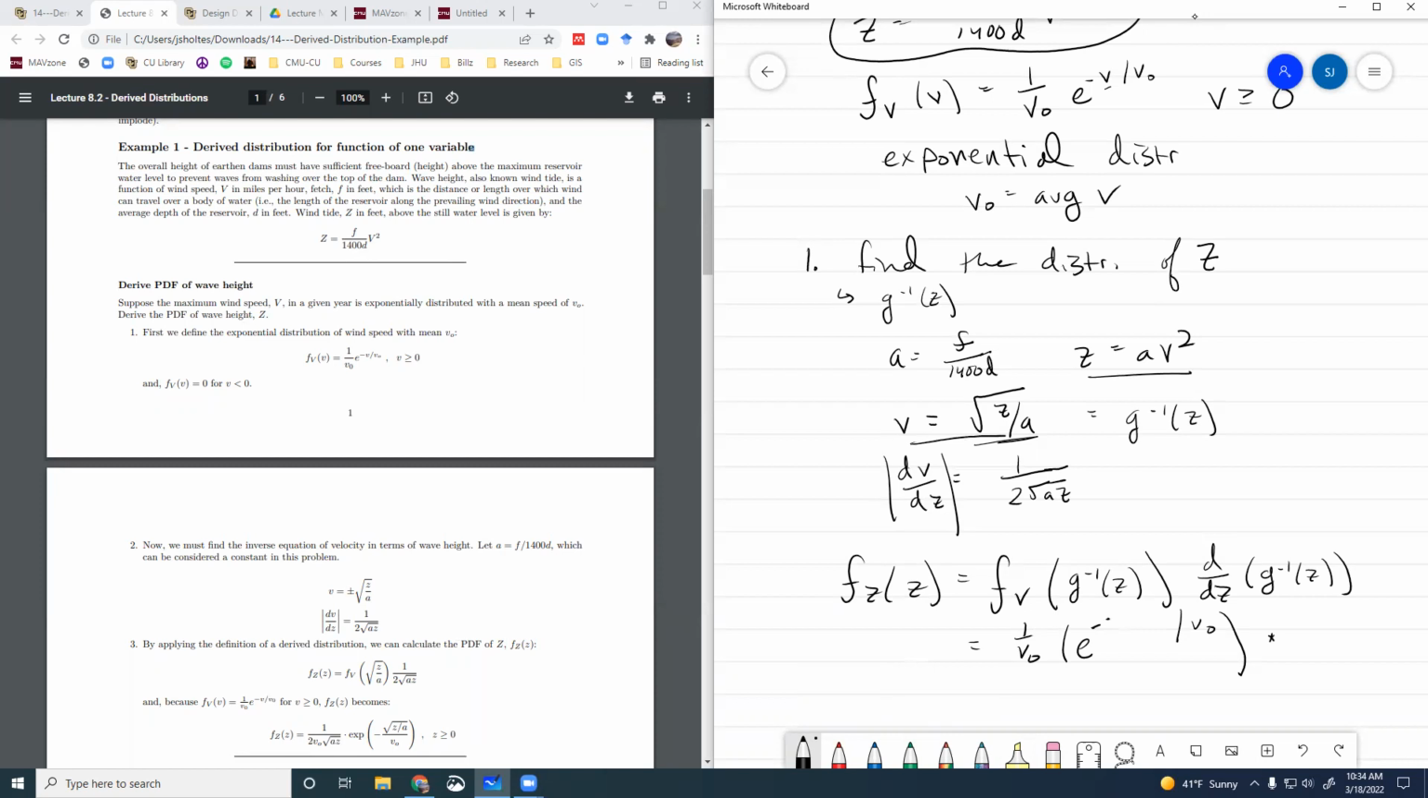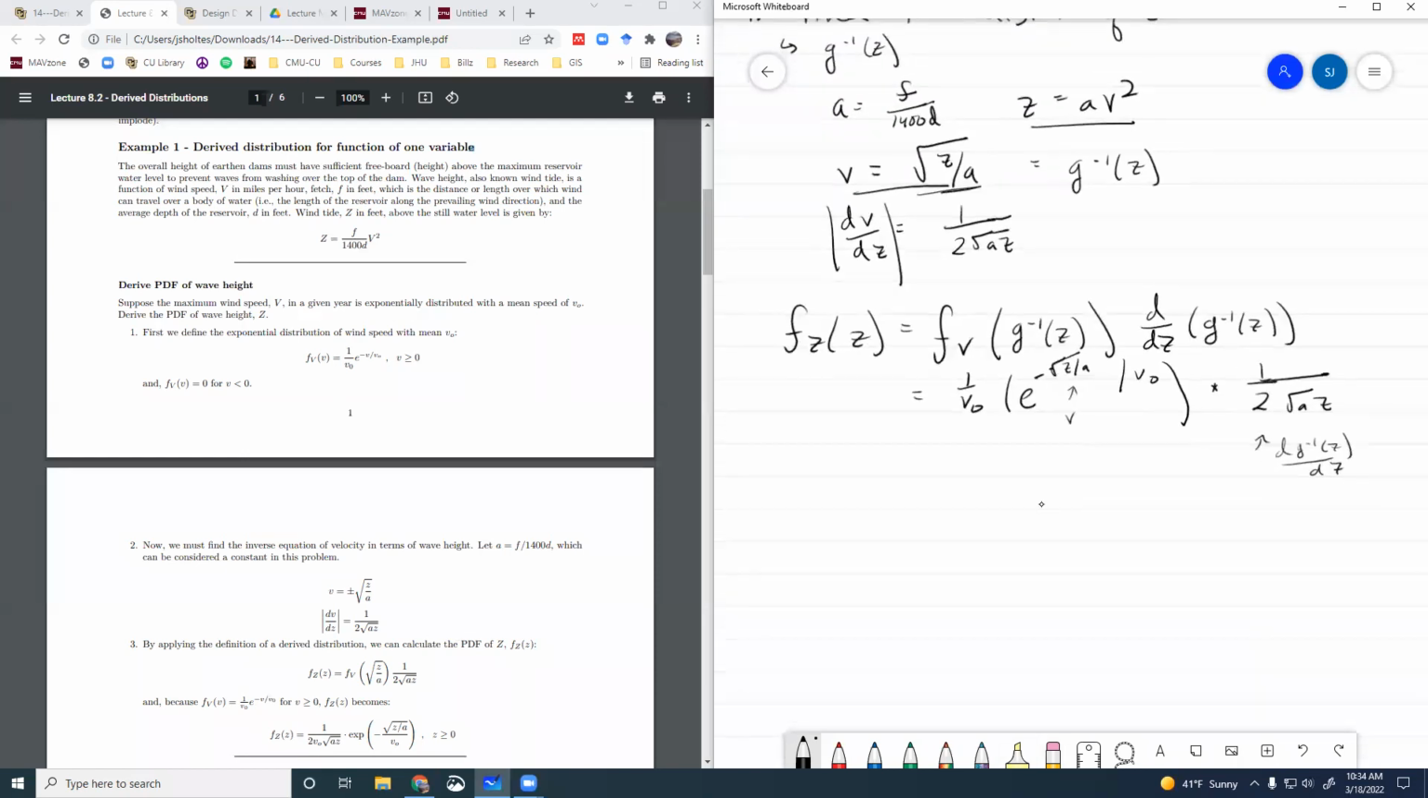Right here, sorry, here's the inverse function. So square root of ZA all over V naught, and then times the derivative, which is 1/2 square root of AZ. Okay, a lot of things to keep track of, but we're plugging in V right here, and then we're plugging in the derivative dV over dZ right there.